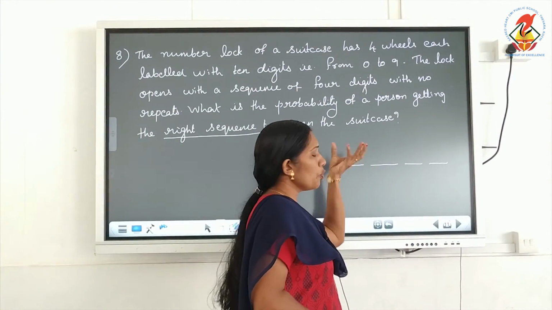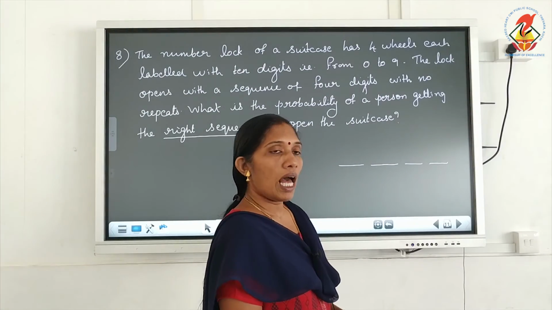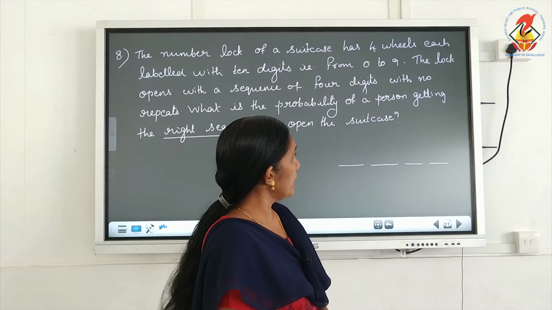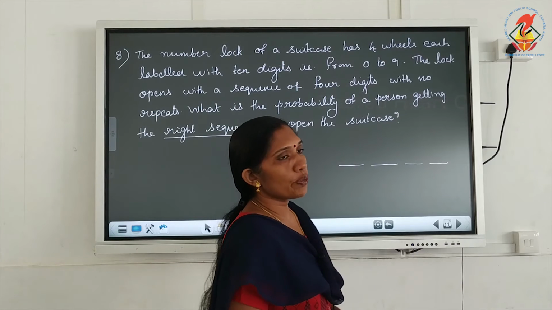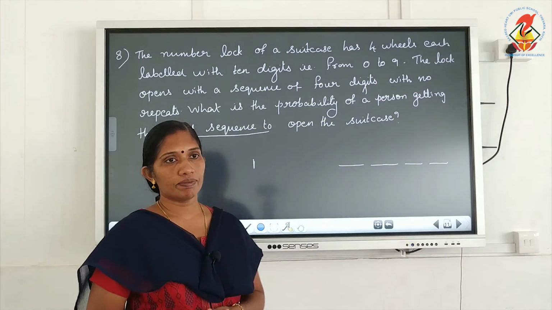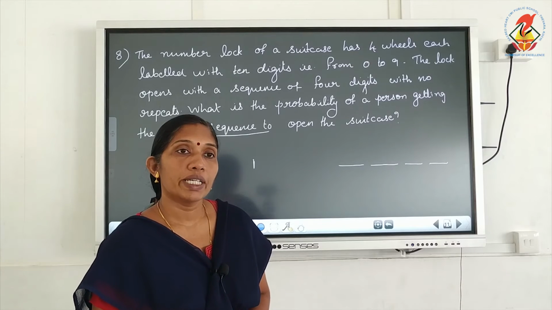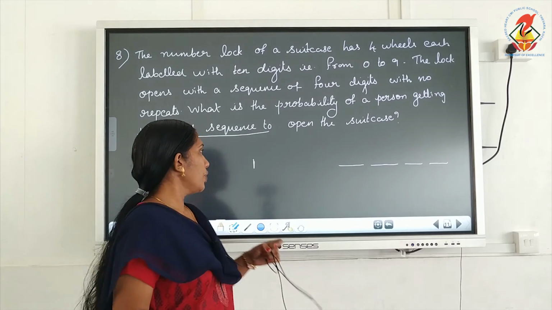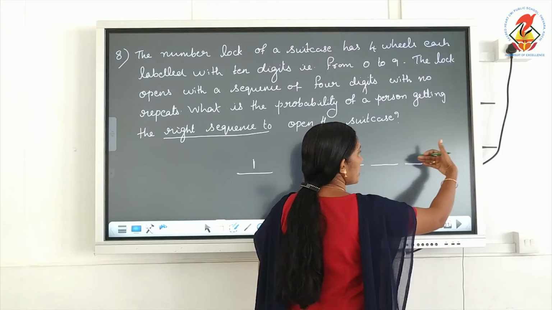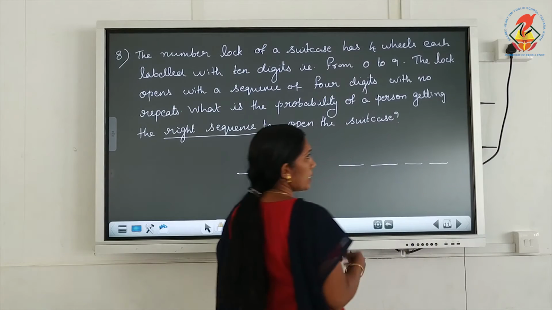So for opening the suitcase, all the 4 places need the correct number, and only for one particular sequence the suitcase will open. So the probability that the person gets the right sequence to open the suitcase is the required probability. The numerator part is 1. For one particular sequence only, that suitcase will open, isn't it? So the numerator is 1. The denominator means the 4 digit numbers. Using 10 digits, how many 4 digit sequences can we form?